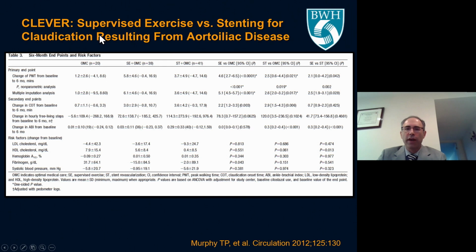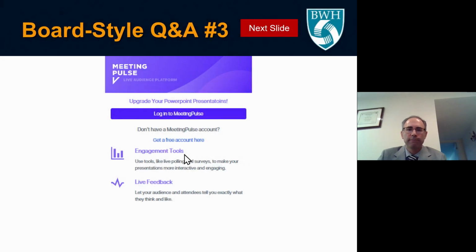CLEVER was one of these very important studies looking at supervised exercise versus stenting. It's a busy table, but I can tell you the upshot of this study was in patients with claudication due to aortoiliac disease, a supervised exercise program functioned very effectively, really challenging the effect of revascularization. If you can get a patient to do supervised exercise and optimal medical therapy, they're going to see some benefits, and you can oftentimes avoid the need for stenting.